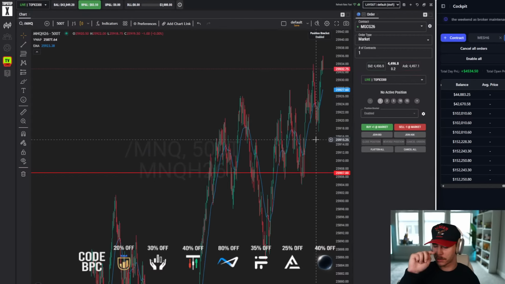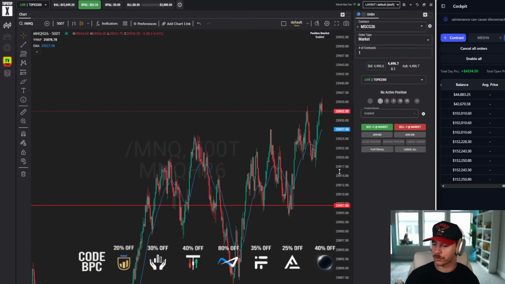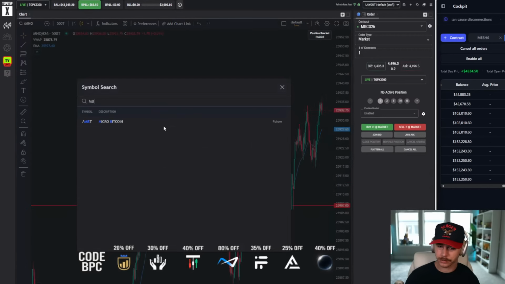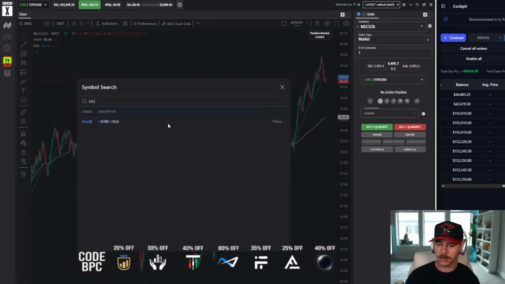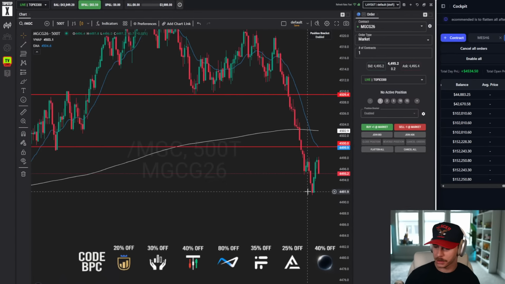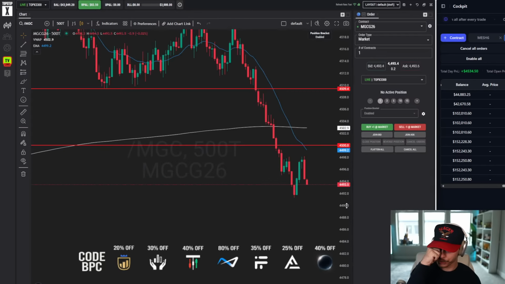NQ's still pushing higher. Not breaking away, but we are just crawling higher. Might take a stab on gold, if you like it. Trust your process.